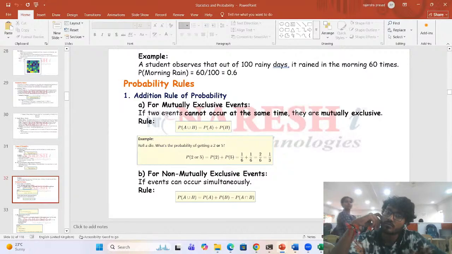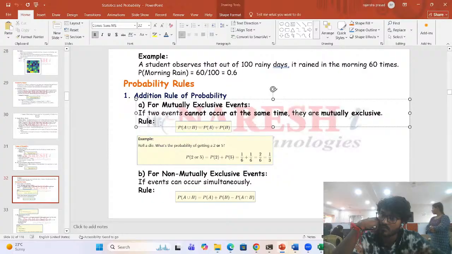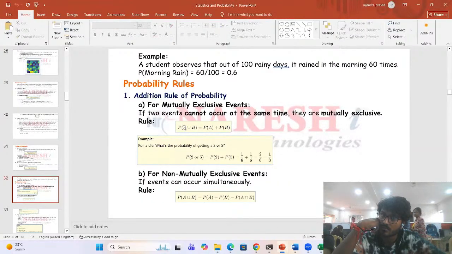For example, I'm tossing a coin. If I get a head, it stops a tail from coming. Yes or no? So whenever the events are said to be mutually exclusive, the occurrence of one event will exclude the occurrence of another event. Or you simply say that no two events can come together. You cannot see two outcomes at the same time. So that is nothing but mutually exclusive. Then what is the rule? In that case, the probability of A or B, that is probability of A union B, equals probability of A plus probability of B. Is it clear? Okay. Now let's see the example.